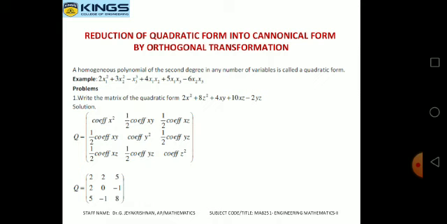Therefore, the given quadratic form as a matrix is Q equal to, the coefficient of x squared in the given quadratic form is 2, so first we write 2. The coefficient of y squared is not there in the quadratic form, so it becomes 0. Therefore, the second diagonal element is 0. The third diagonal element is the coefficient of z squared, which is 8. The remaining elements, the coefficients of xy, xz and yz, become divided by 2. Therefore, you get the matrix 2, 2, 5; 2, 0, minus 1; 5, minus 1, 8.